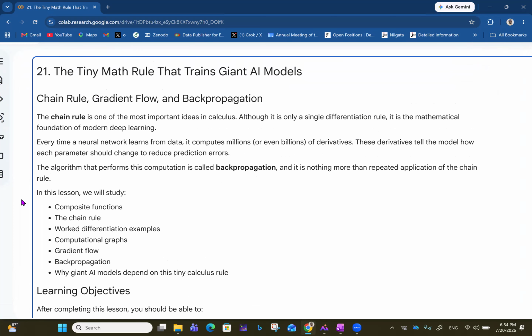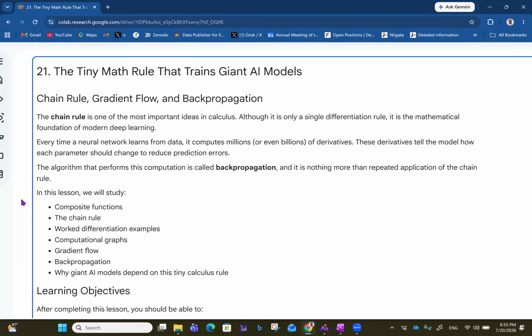The chain rule is one of the most important ideas in calculus. Although it is only a single differentiation rule, it is the mathematical foundation of modern deep learning. Every time a neural network learns from data, it computes millions or even billions of derivatives. These derivatives tell the model how each parameter should change to reduce prediction errors.